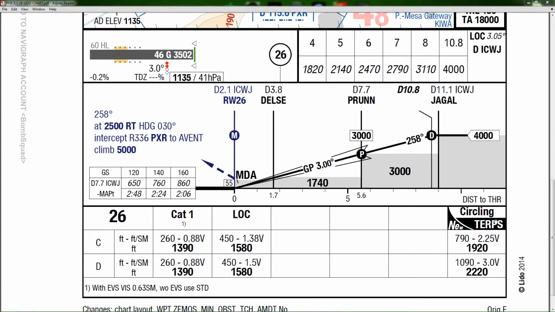This is telling us there are new terminal procedures for circling. We're not going to get into those right now because that requires some other information that's not directly related to this chart at the moment.